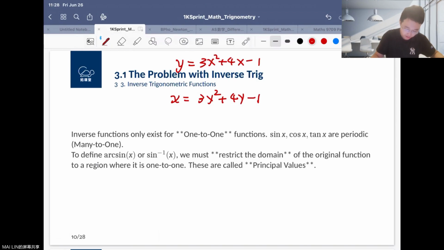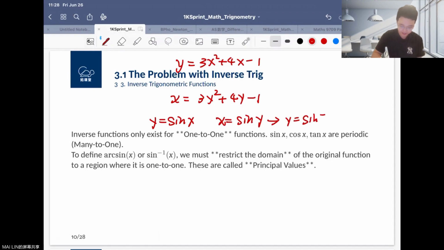So also for trigonometry, like y equals sine x, we first inverse x and y, so that is x equals sine y. So right now you can reason that as y equals sine negative 1 of x, okay? That is the inverse function of sine x. And this can also be written as arcsine x, this way.